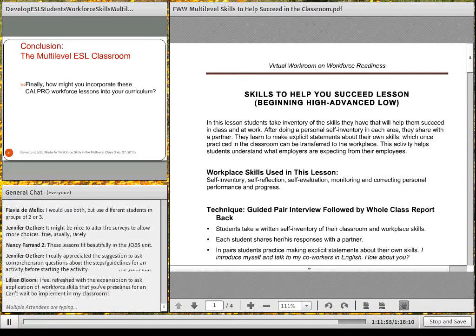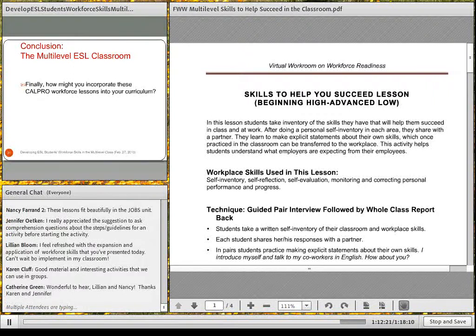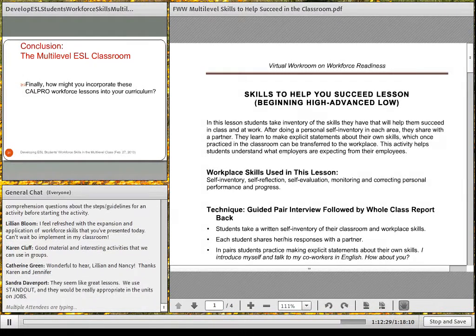Good. Nancy is saying that these lessons fit beautifully in the jobs unit. Great. And Jennifer is saying she appreciates the suggestion to ask comprehension questions about the steps and guidelines for an activity. Wow, we find out quickly that we've skipped that step if we don't, don't we? Sudden mass confusion on the floor. Lillian says she feels refreshed with the expansion and application of workforce skills. I can't wait to implement it in the classroom. Wonderful. Great. Good material, interesting activities that we can use in groups.